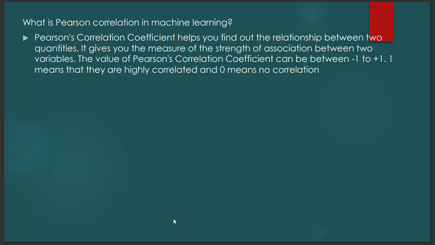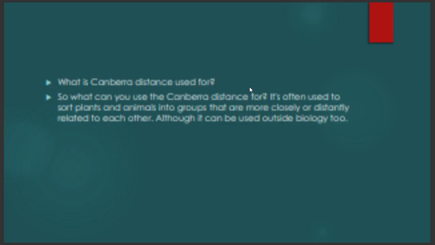Why is Pearson correlation used in machine learning? Pearson correlation coefficient helps to find the relationship between quantities. It measures the strength of the association between two variables. The values of the Pearson correlation coefficient can be between -1 and 1. 1 means a perfect correlation and 0 means no correlation.